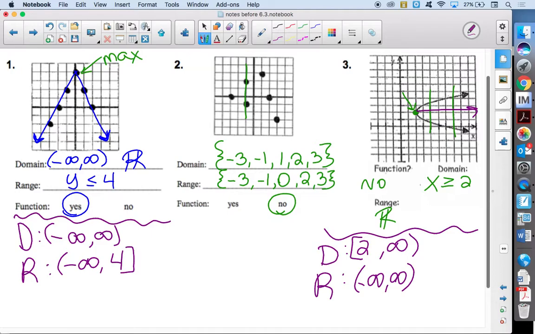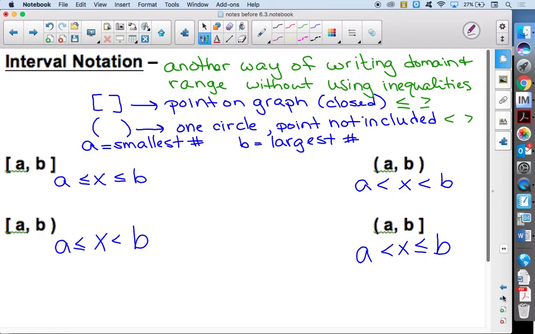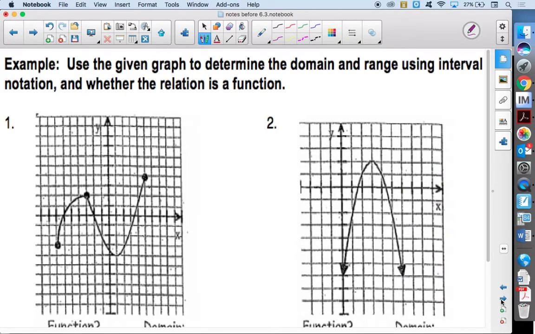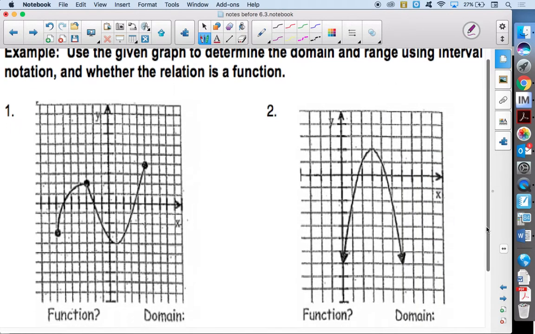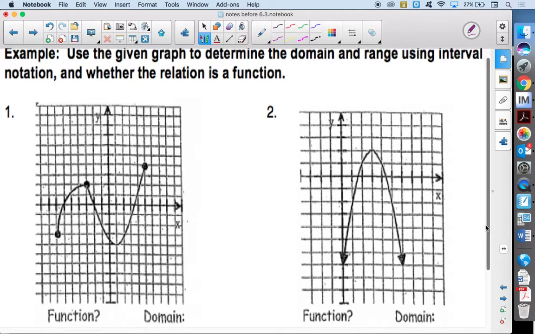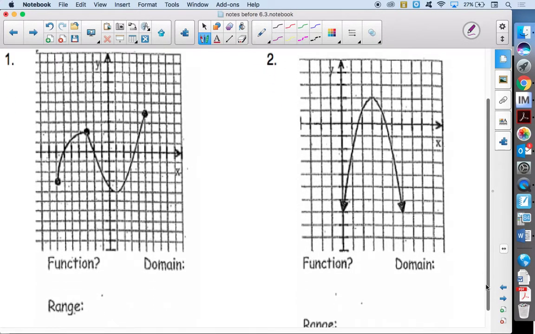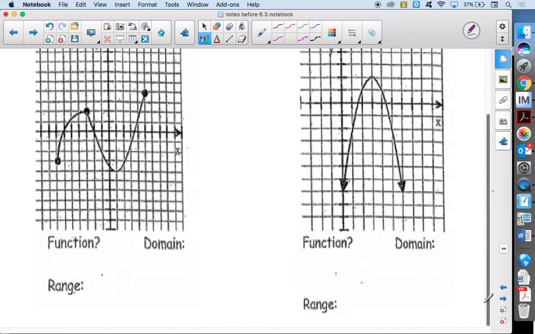So we're going to practice 6 different graphs. I think the first 4 are pretty straightforward, and then the last 2 are a little more interesting. Using the given graph, determine the domain and range for interval notation, and then also determine if your graph is a function.